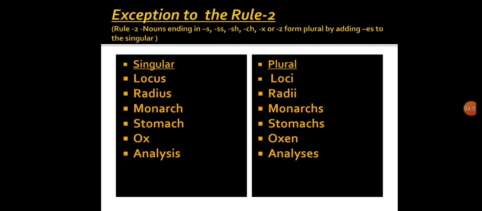Stomach, stomachs. Ox, oxen. Analysis, analyses. See in the last word, here sis is its singular ending, but for forming its plural we just replace i with e and it becomes its plural. Similarly in ox we just add en.